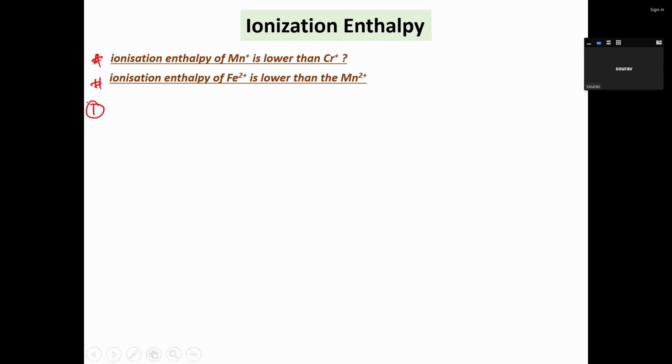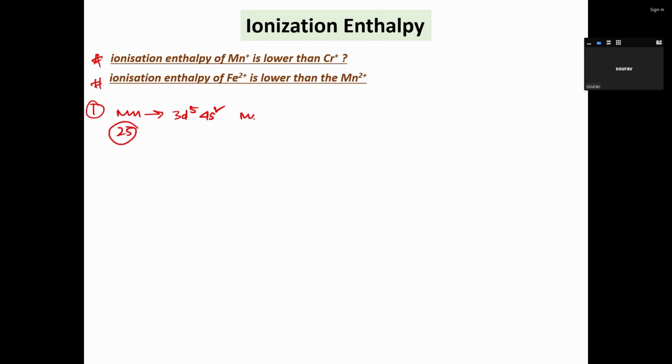The first question is: the ionization enthalpy of Mn+ is lower than that of Cr+. First of all, we have to know the electronic configuration of Mn, that is manganese. The electronic configuration is 3d5 4s2, because the atomic number is 25.